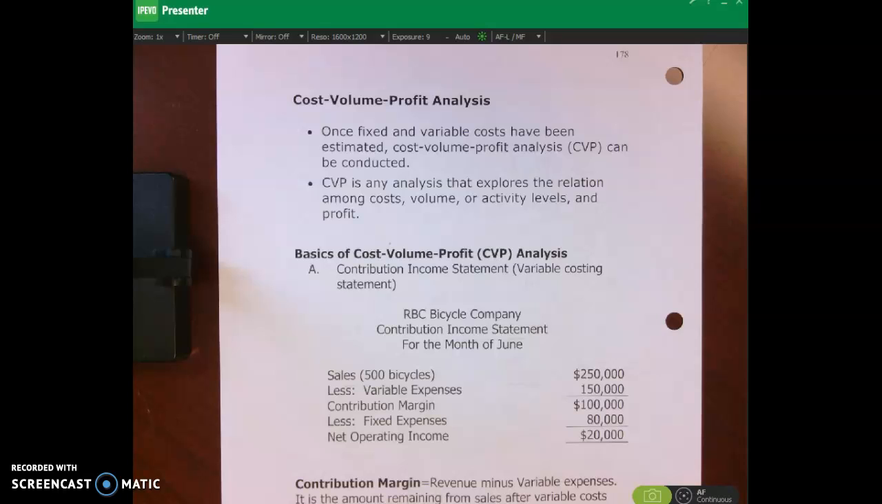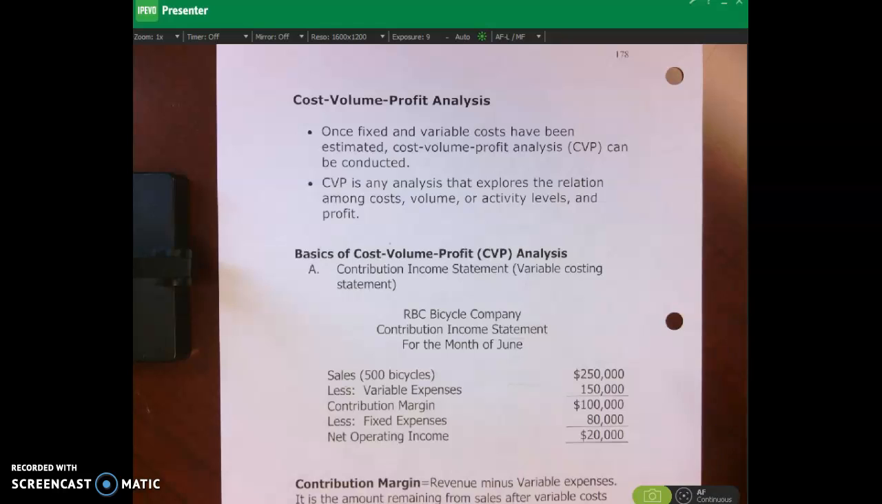That's what we mean by cost volume profit analysis. So kind of like what if analysis. What if we increase advertising? What if we drop the price of what we sell, and by dropping our unit price we actually sell more? We increase our sales volume. Does this increase our net income? All these different scenario planning questions are what we're talking about in the context of CVP.